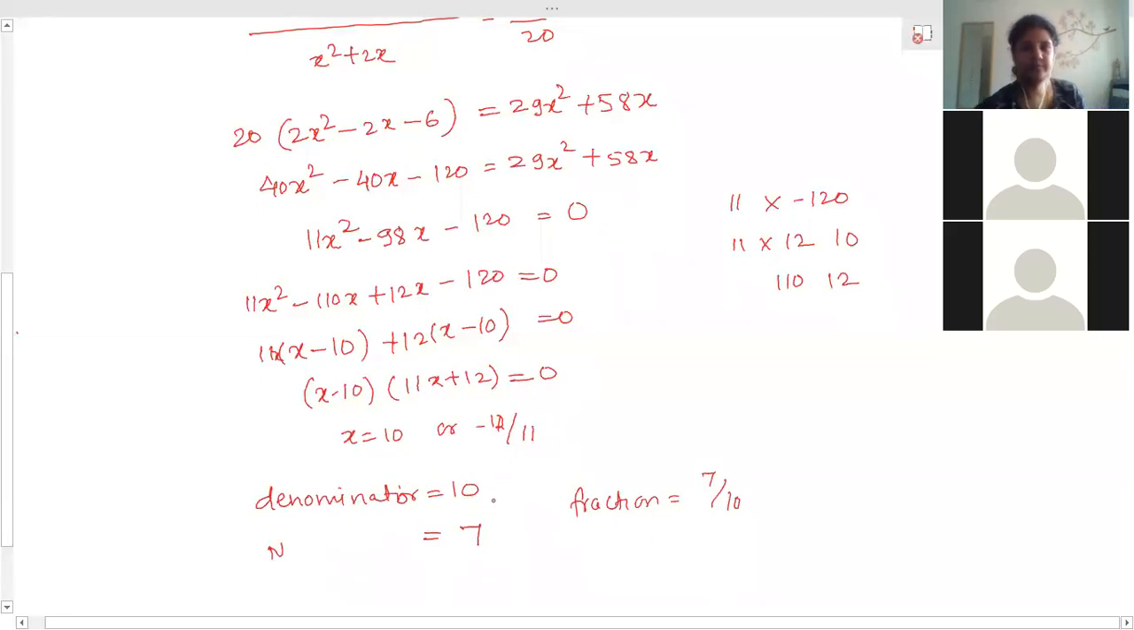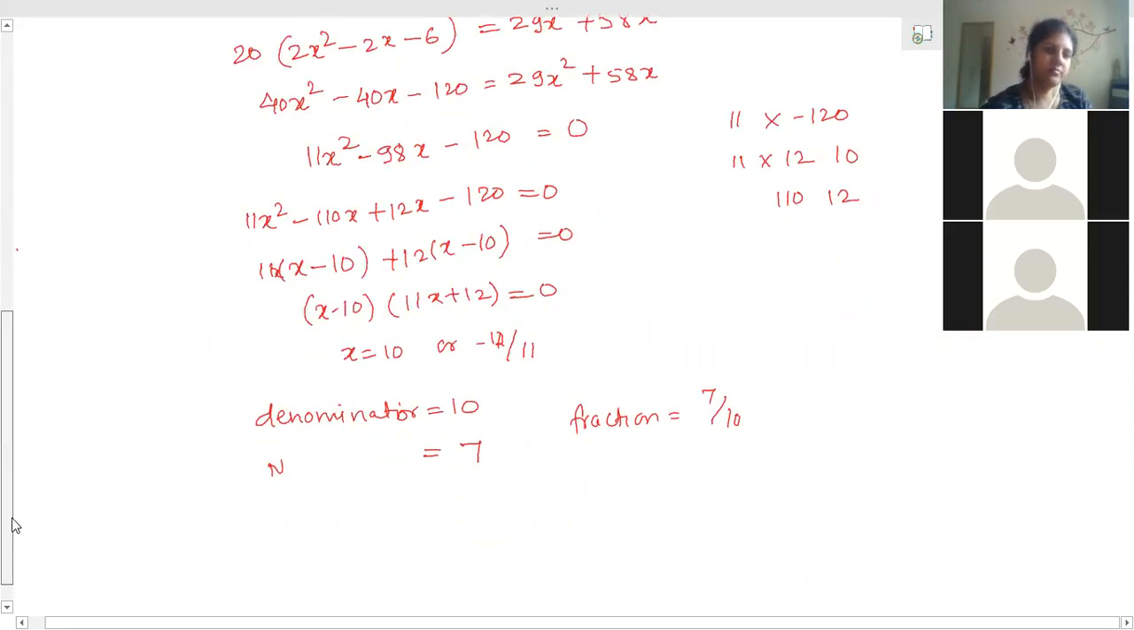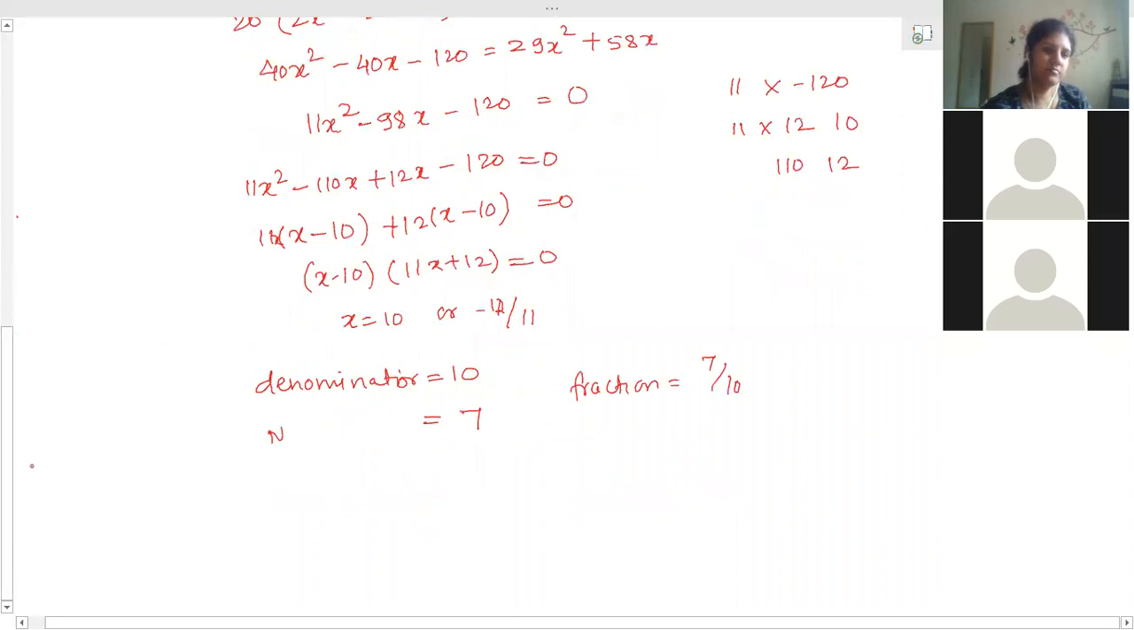Is it clear? Yes, ma'am. Ma'am, if it's given as a natural number and we find it, can it be negative? A natural number is always positive. It cannot be negative. Okay. Any other doubts?